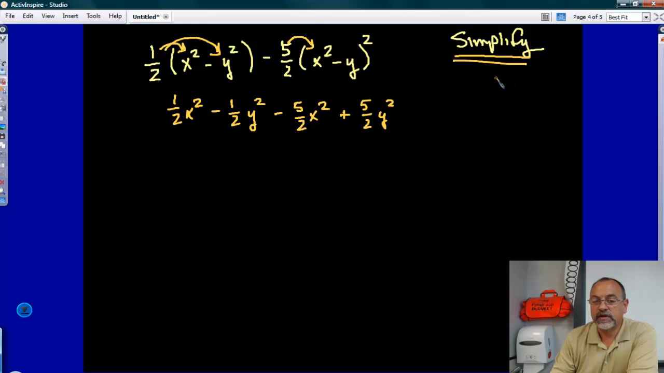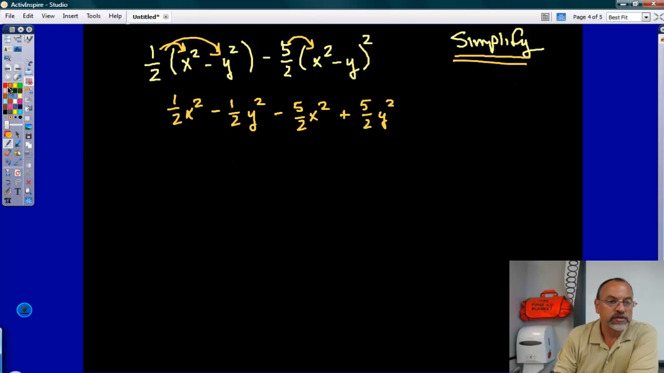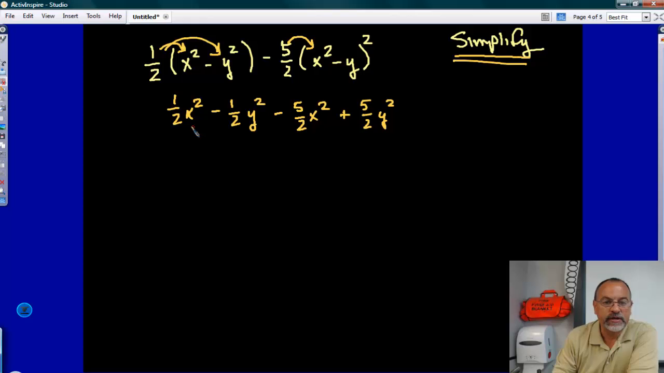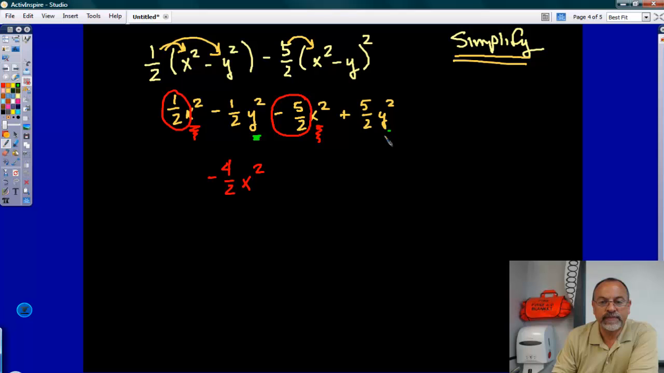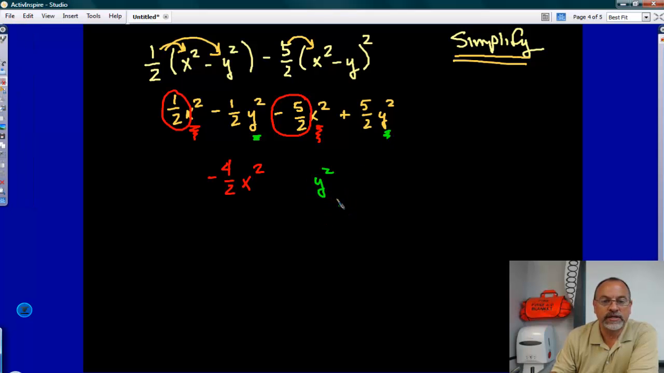Remember, simplifying means we're going to look for like terms and add them. So if I look closely here, what makes things like terms? We have the exact same variable and the exact same power. So here's an x squared, and here's an x squared, so I can go ahead and add these coefficients. The x squared is going to be there. That's just what makes them like. We just want to go ahead and add these. So 1/2 minus 5/2 is negative 4/2. And then I see here's a y squared, and here's a y squared, so I've got something y squared. Again, to add those, I add the coefficient. Negative 1/2 plus 5/2 is a positive 4/2.